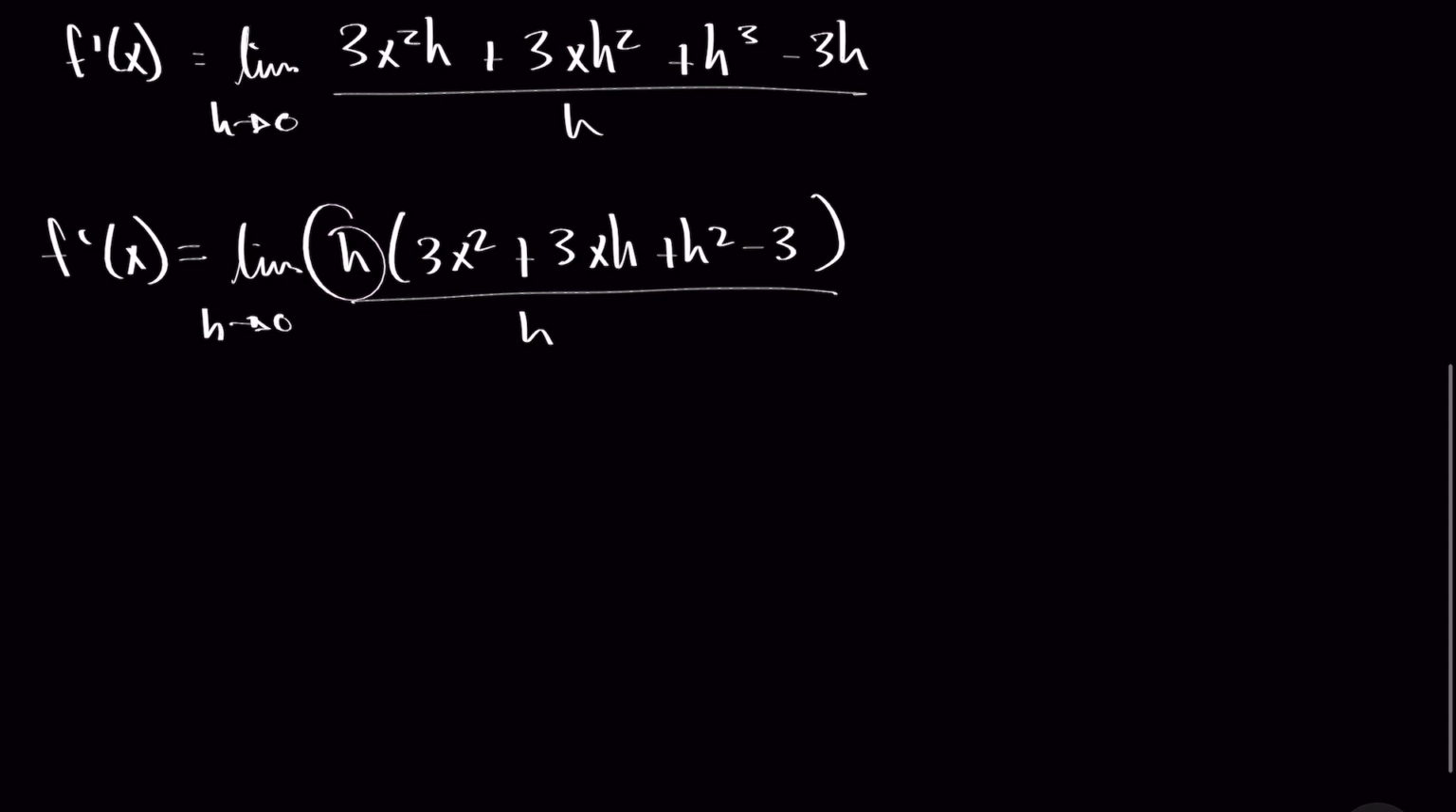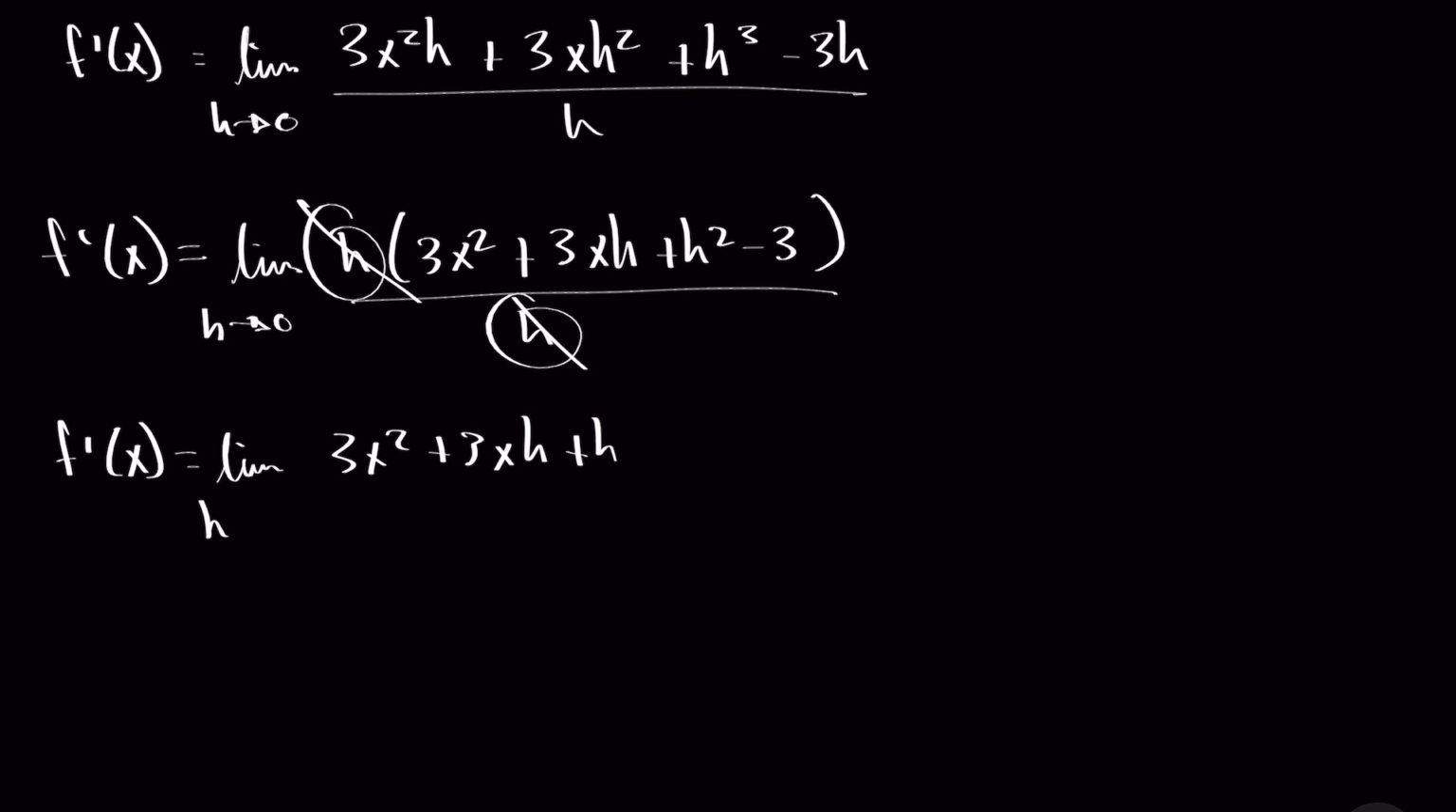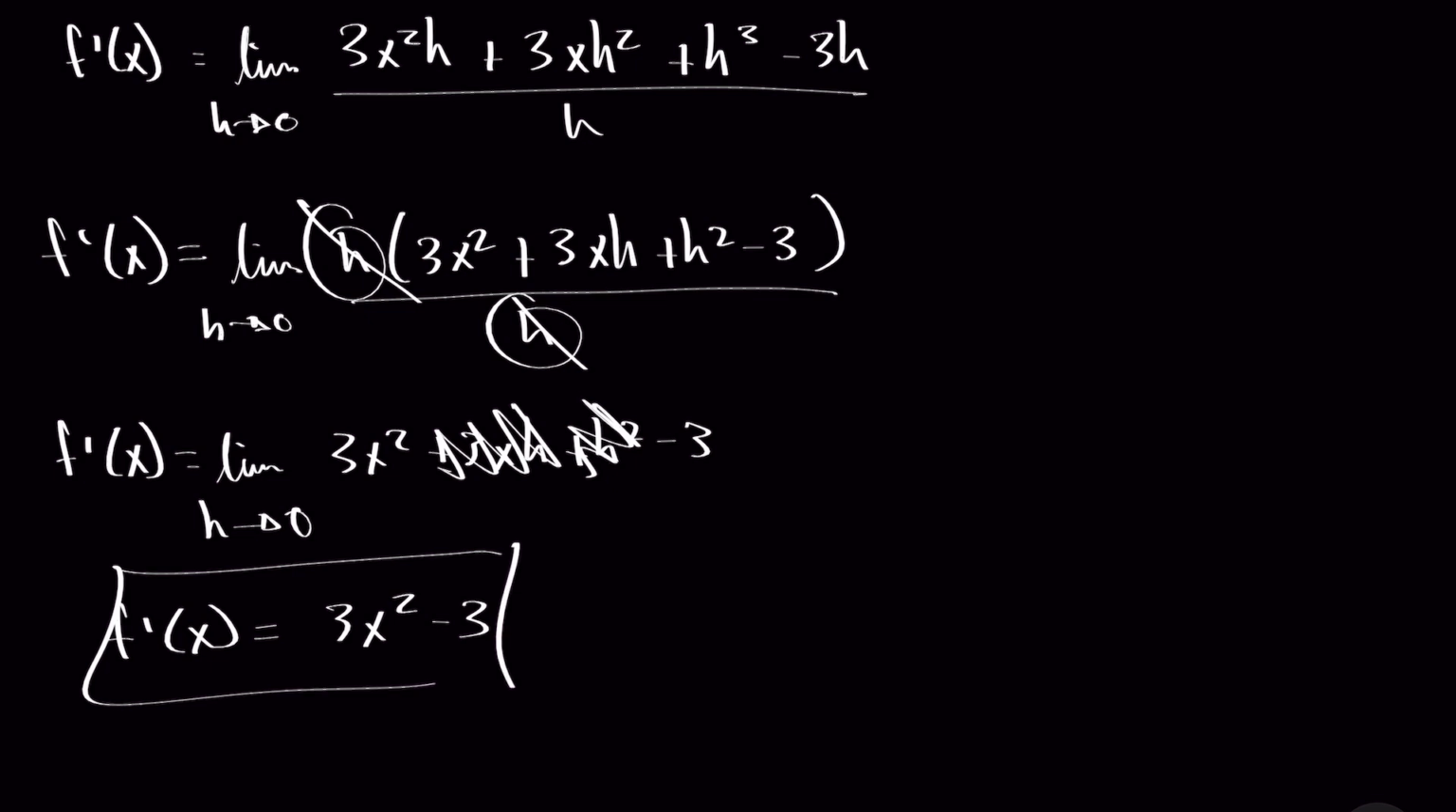So what we see here is that we have an h in the numerator and an h in the denominator, so those could cancel out. We then have f prime of x is equal to the limit of 3x squared plus 3xh plus h squared minus 3. Just rewrote what was inside the parentheses. No longer have to put it over h since that was eliminated, and that of course is as h approaches 0. And now we can evaluate the limit. Now we can substitute 0 into wherever we see h, so these two terms in the middle could eliminate, and we are left with f prime of x is equal to 3x squared minus 3, and this is our final answer.